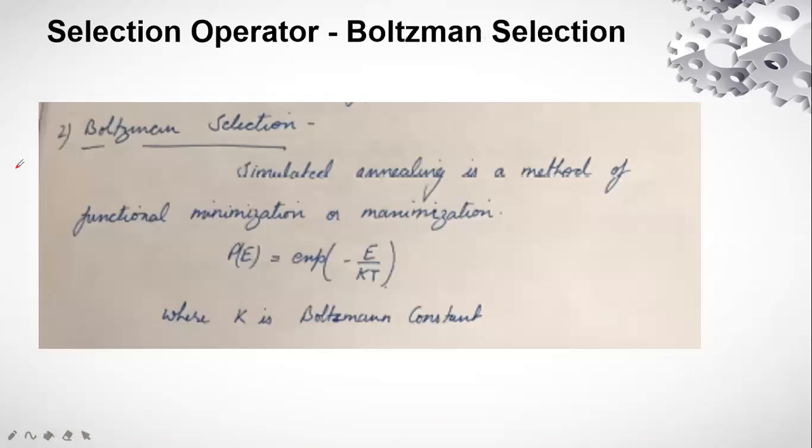Now the second one is the Boltzmann selection. Boltzmann selection is a specific mathematical expression which we use. It is used in simulated annealing. This is a method in which we do the function minimization or maximization. So what you have to remember is just the formula of this, in which we have the probability of E equal to exp of minus E divided by KT, where K is what? K is the Boltzmann constant. So this particular method is used for functional minimization and maximization.